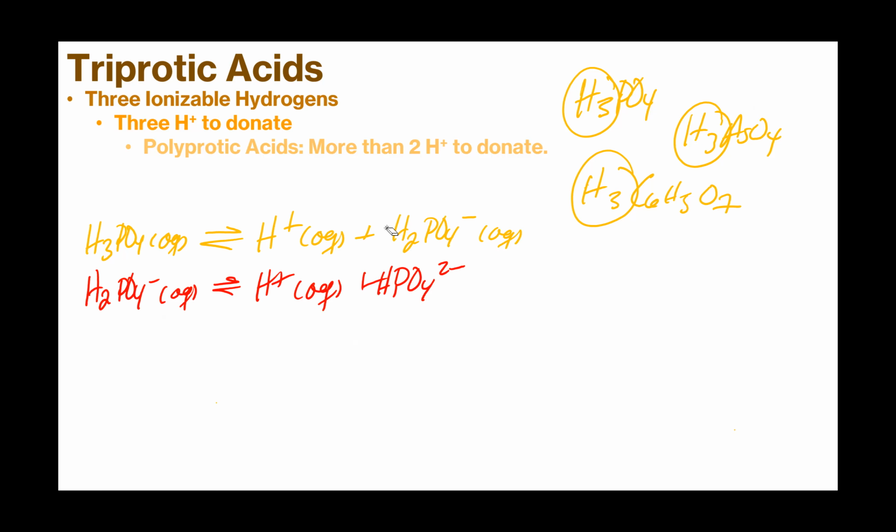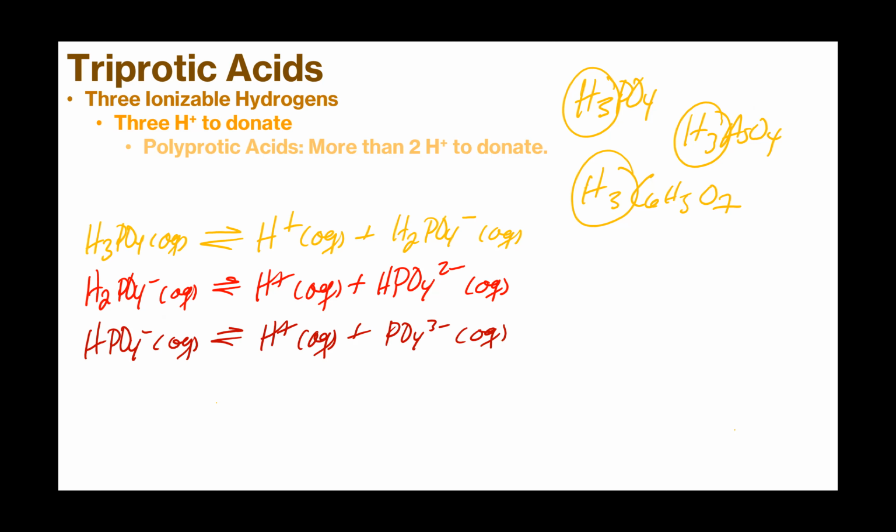HPO4 2 minus still has a hydrogen involved, and so we can dissociate one more time, giving us one more hydrogen and a phosphate. Once we get to phosphate, we're out of hydrogens, and so we don't do any more dissociations. We'll talk a lot more about this in Gen Chem 2 when we get to it. But for now, I just want us to recognize how many ionizable hydrogens are there as we're doing stuff, and maybe write a dissociation for it.